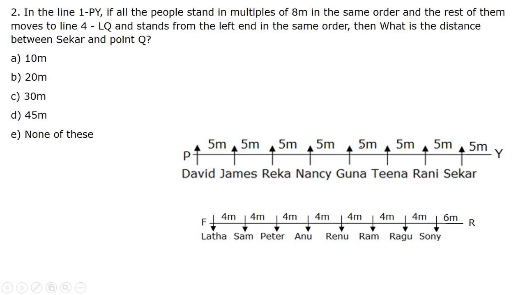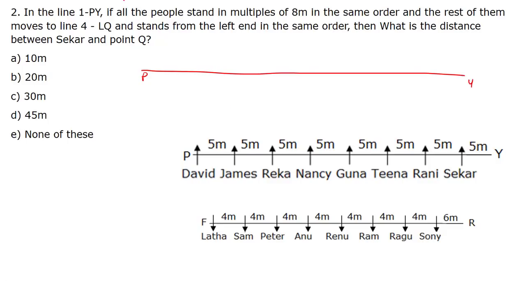Let us check out the second question here. In line 1 PY, if all people stand in multiples of 8 meters in the same order and the rest of them move to line 4, LQ, standing from the left end in the same order, then what is the distance between Sekar and point Q? See here, friends, if in line 1 all the people stand at 8 meters in the same order, so let me write it here, in the same order. This is PY, where they are standing at a distance of 5 meters between each of them.